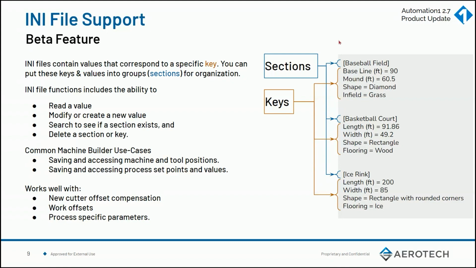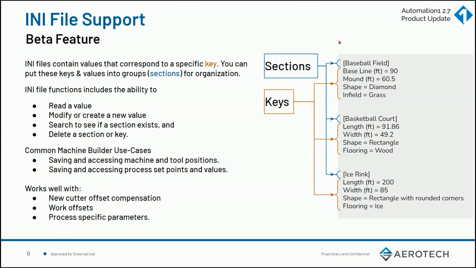And then the INI file functions that we've created in 2.7, these are AeroScript functions, allow you to read a value, modify or create a new value. You can search to see if a section exists. You can delete a section or a key.